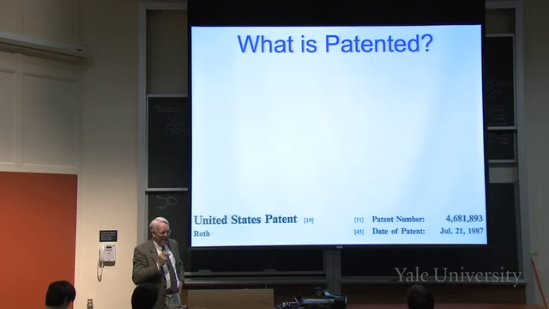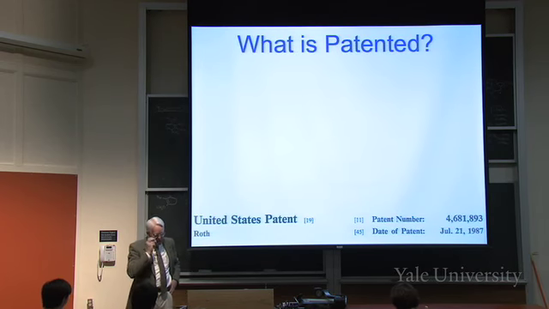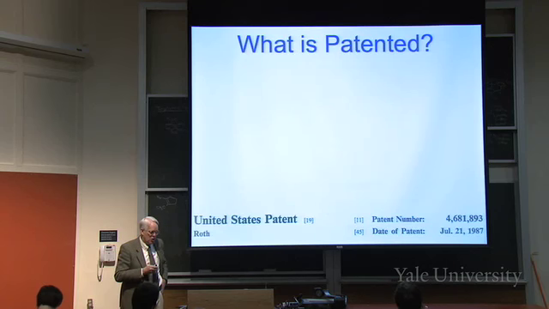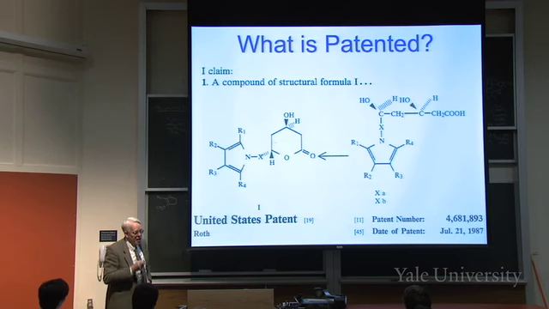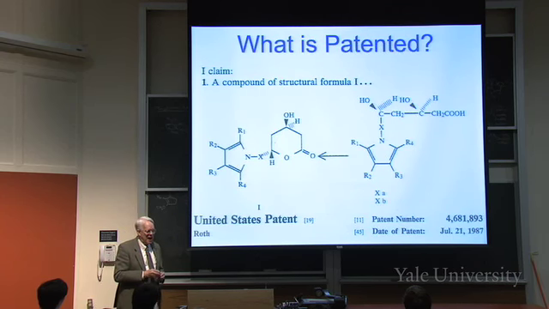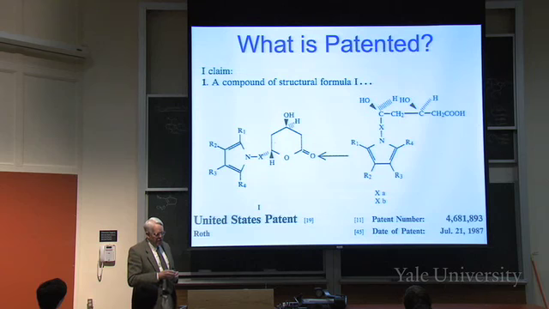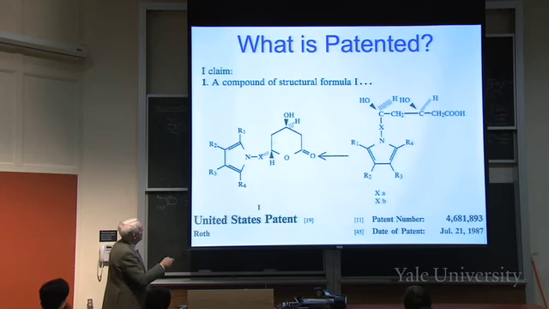Now, what is patented? Here's the patent that was under discussion. This is the US version. There was also a British version. Okay, so it's patent number 4,681,893 from 1987. Okay, so the important part of a patent is the claims at the end, what's to be protected. And it said, I claim a compound of structural formula 1. So this compound, okay?